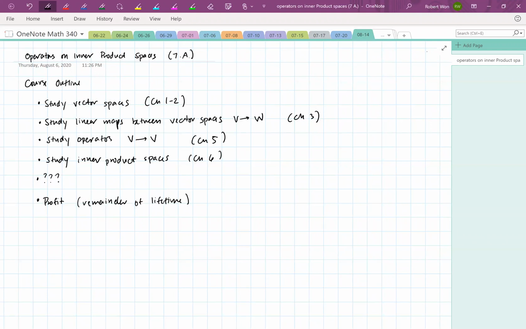So what should go in these question marks? Somehow we need to study maps between inner product spaces. But in fact, the most important maps between inner product spaces are the operators on inner product spaces. So what goes here is study operators on inner product spaces, right? Because once you have this additional structure of an inner product space, then you can say more things about maps between those inner product spaces.